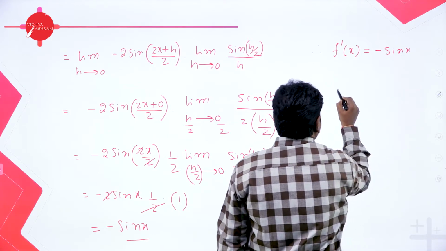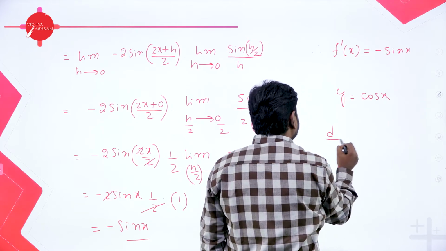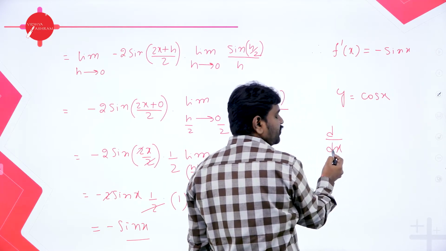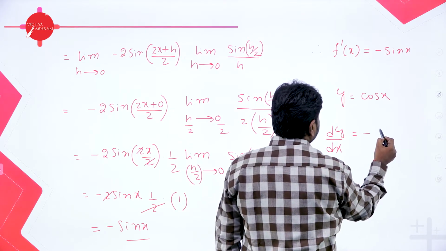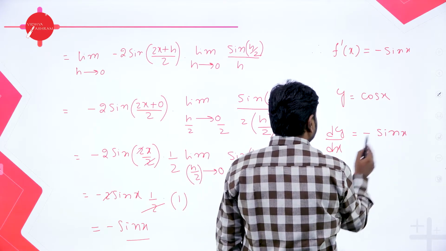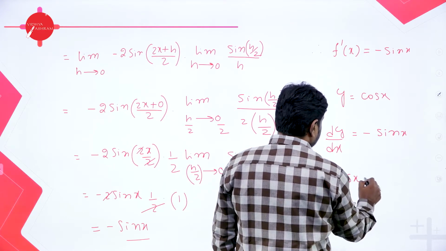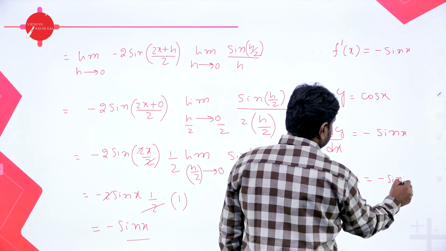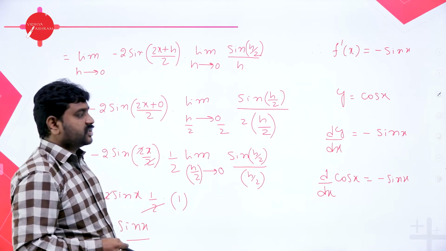So therefore if y is cos x, then its derivative means d by dx. D by dx means differentiation with respect to x, or derivative of y is what? Minus sin x. Or we also say d by dx of cos x is minus sin x. So this is by method of first principles.